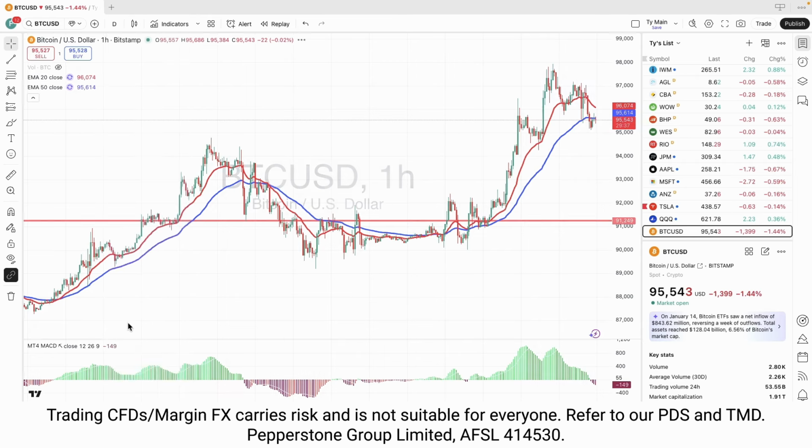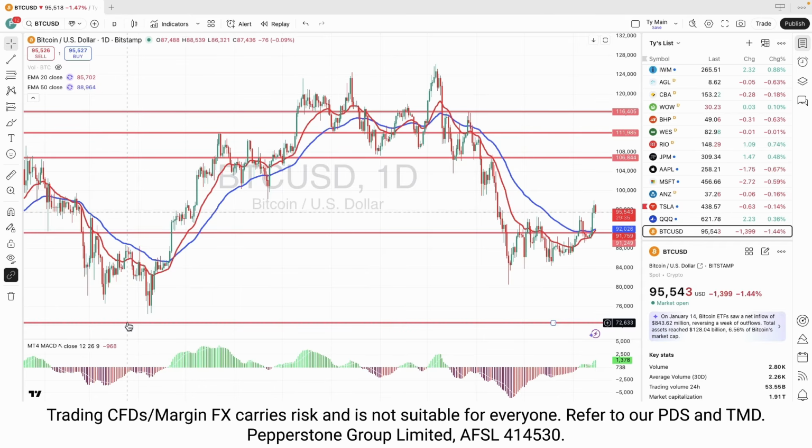Again, the first problem area is going to be 101. That would be the area I'd be looking for the first resistance, around these lows here, where this price action is and where these ones are. That's the first target. And if it gets past that, I'll be targeting the 106.